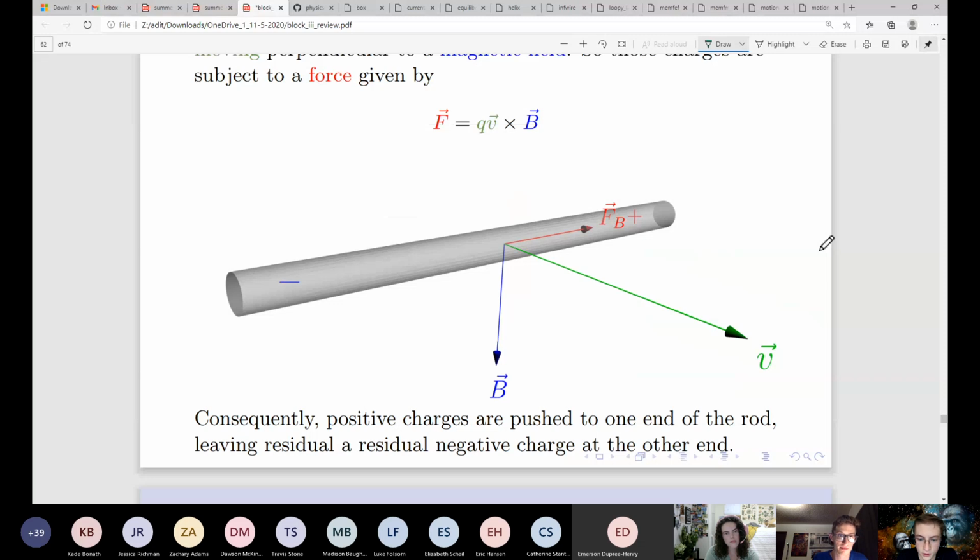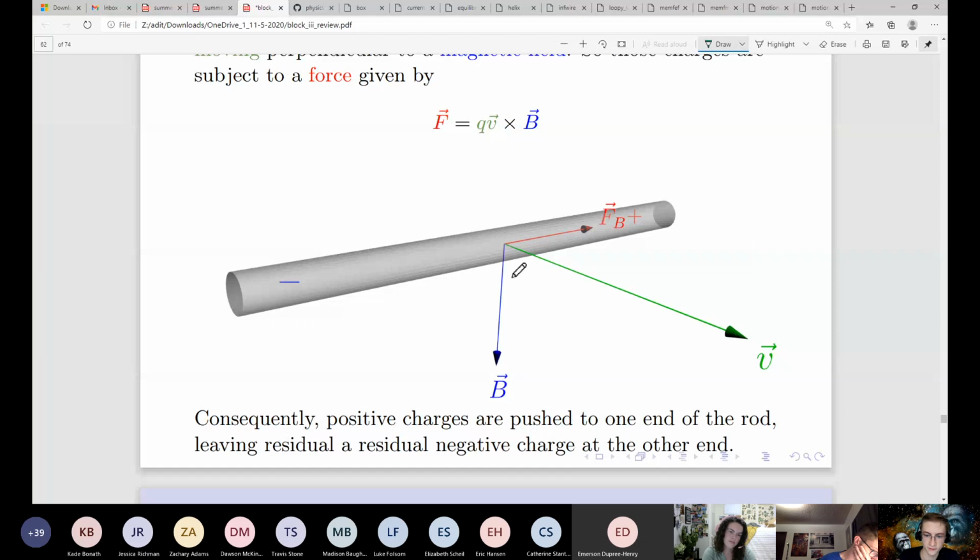and then our B field is going to be pointing down, which means that we have positive charges being pushed to the far end of the rod, and that leaves behind residual negative charges at the other end. Just to be completely formal, usually it's actually the negative charges that are doing the moving, because it's electrons that are free to move in a conductor, but the principle holds either way. I think it's just easier to think about what happens to positive charges.